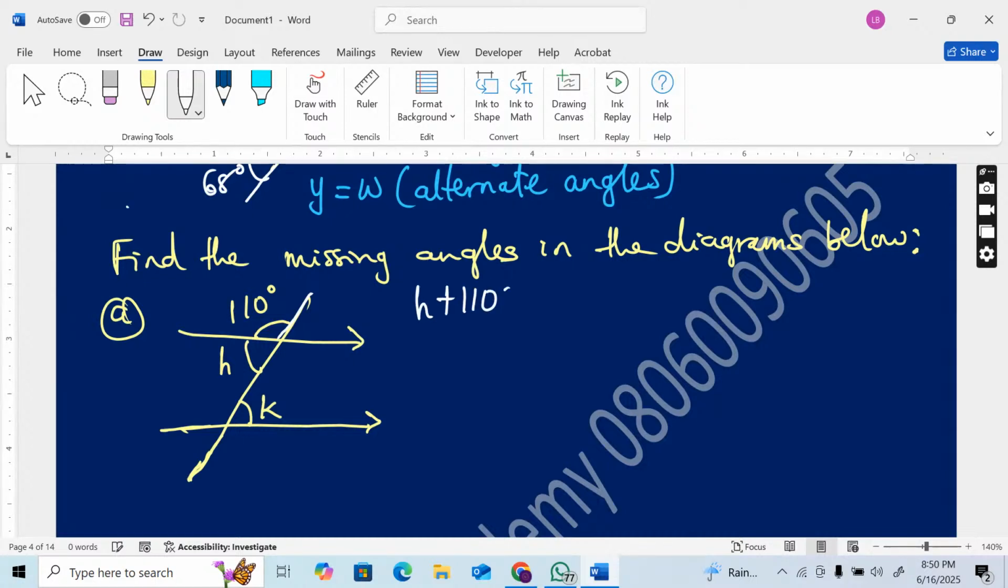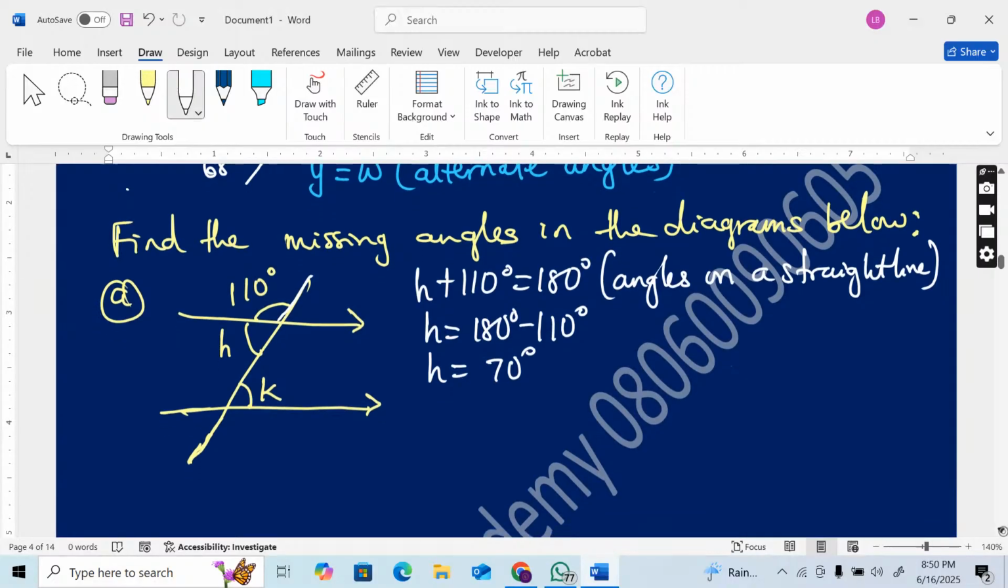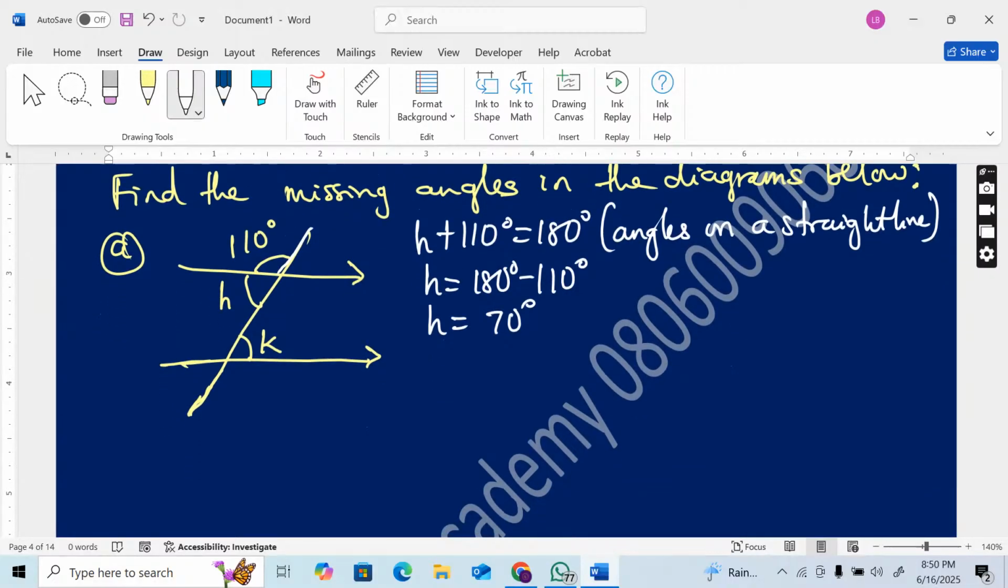So H plus 110 degrees will give us 180 degrees because they are angles on a straight line. So H will be equal to 180 minus 110. H is equal to 70 degrees. Now that we have gotten H, we can get K. What will K be? H is on the left. K is on the right. That is opposite. H is under the first parallel line. K is on top of the parallel line.